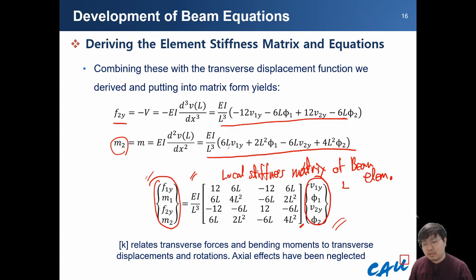This local stiffness matrix also has some characteristics. What is the first characteristic? The first characteristic is symmetry. And what is the second characteristic of the local stiffness matrix? Can you remember that? Singular matrix. What is a singular matrix? It doesn't have an inverse matrix. So without a specific boundary condition, we cannot obtain the solution.